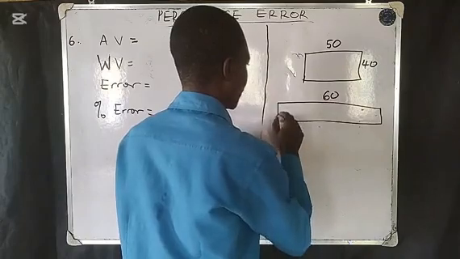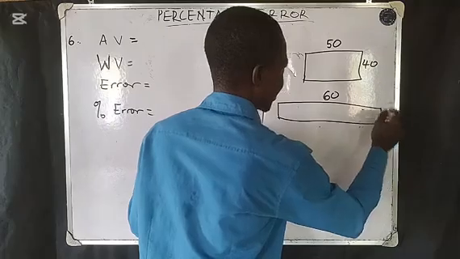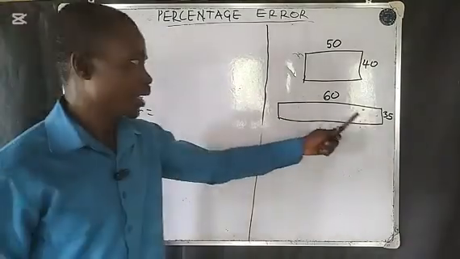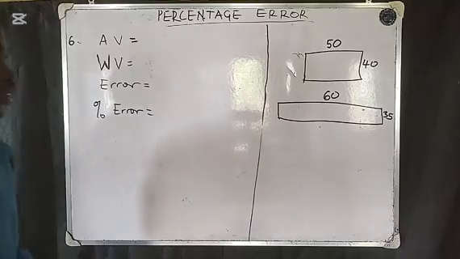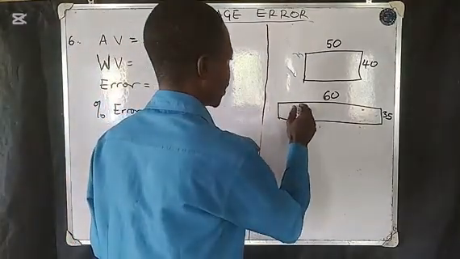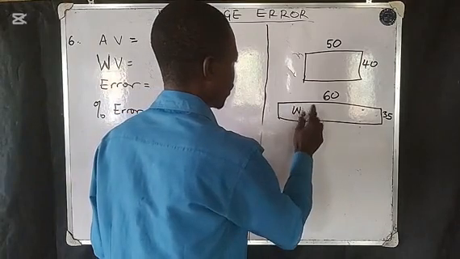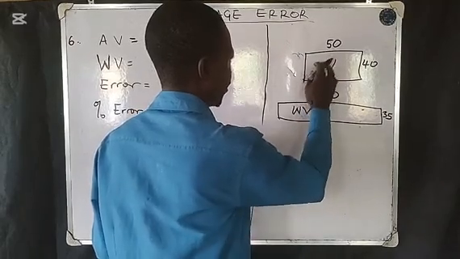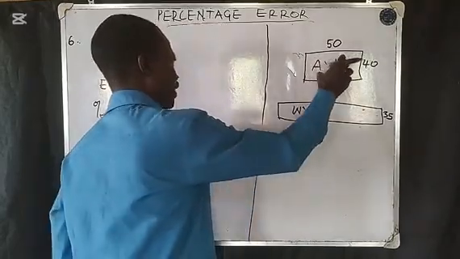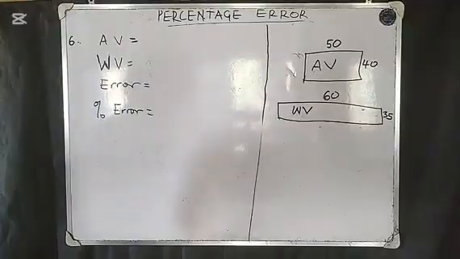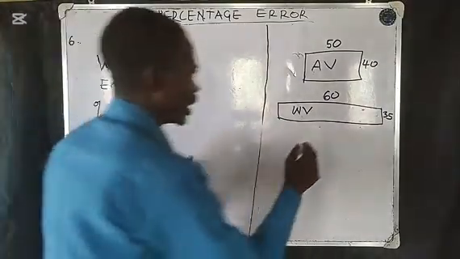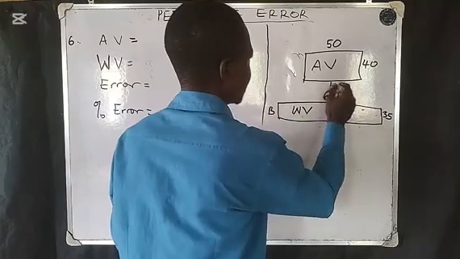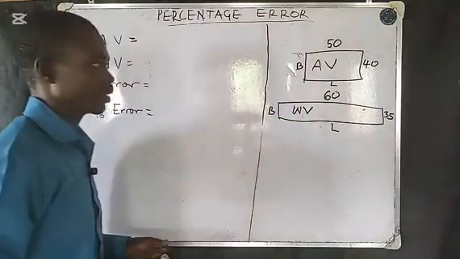So he made it like this. Instead of making it like this, he made it like this. Can you see? He made the length longer and he made the breadth to be shorter. So this is the wrong value, right? And this is the right value or the actual value, right? So we have the actual here, we have the wrong here. So what do we do now? And don't forget, this is the length, while this is the breadth. Okay? And let's move forward.